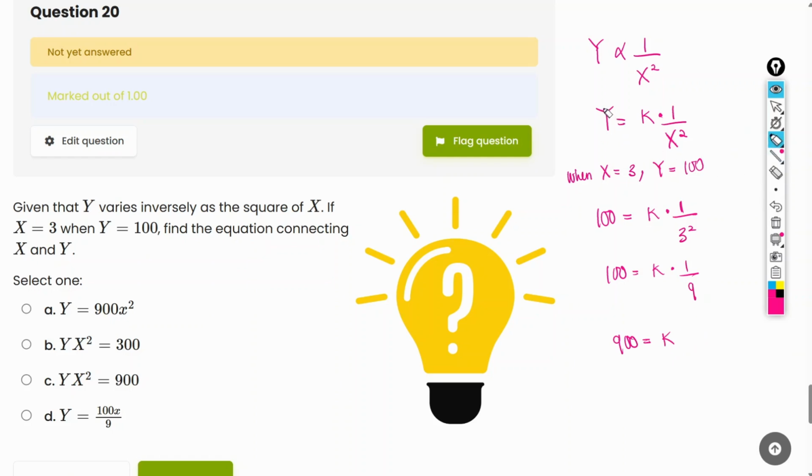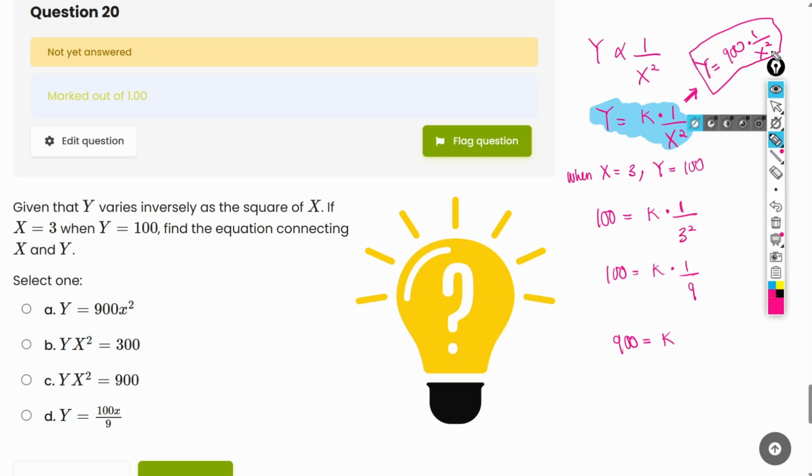So going by this, I can set up the relationship. I can rewrite this, and this would become y is equal to 900 times 1 over capital X squared. So that's the answer, given the fact that it's hanging. So 900 times 1 over x squared.